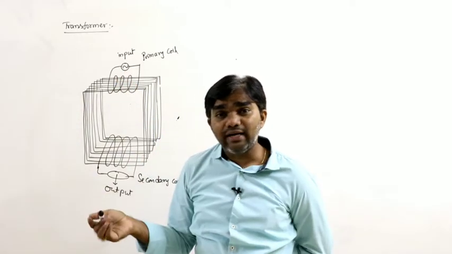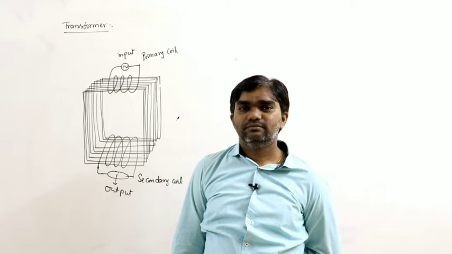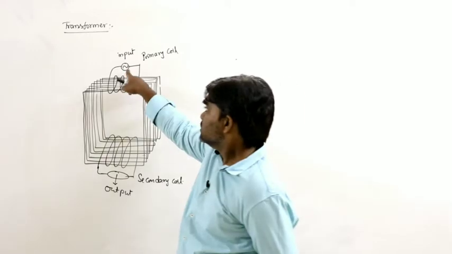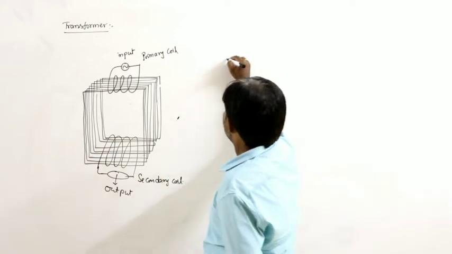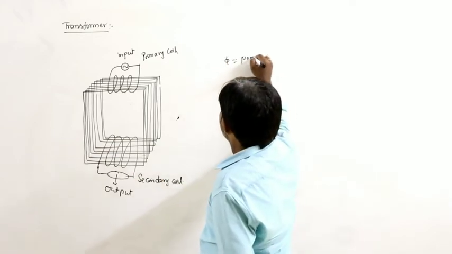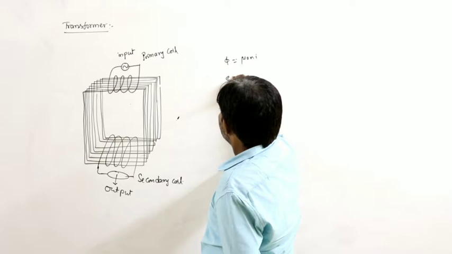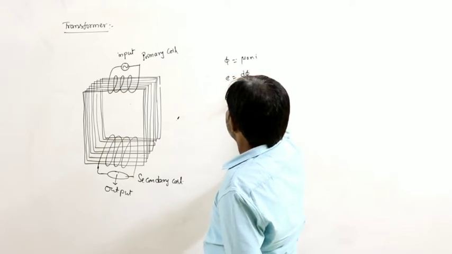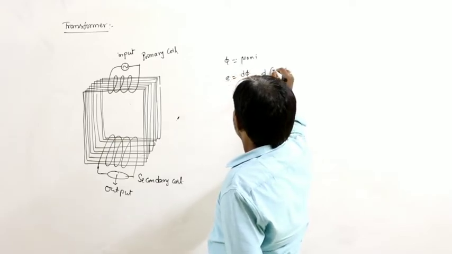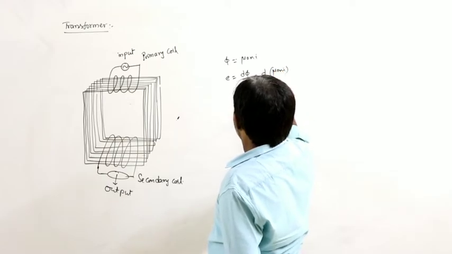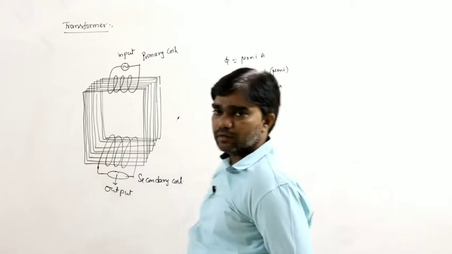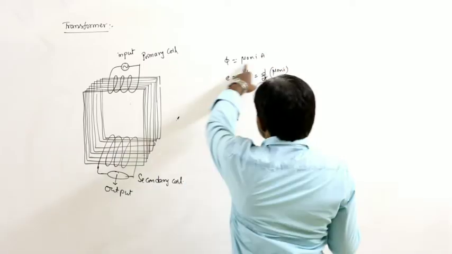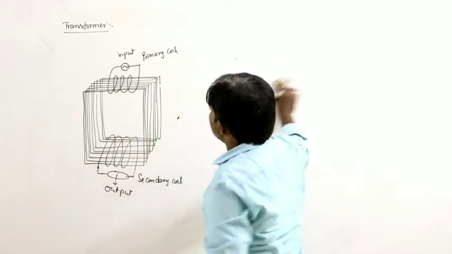Due to the variation of the current, an EMF is induced. That means a certain amount of magnetic field is also generated. Generally the magnetic field is of the form mu naught N i. So the induced EMF is equal to d phi by dt, that is d by dt of mu naught N i, which gives mu naught N into di by dt. This is the flux generated, and due to that an EMF is induced.